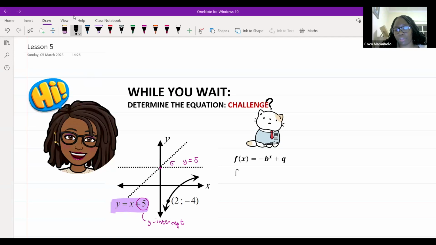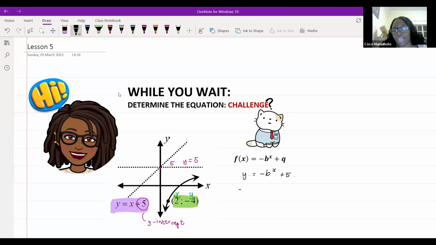We're going to end up with f of x is equal to negative b to the power of x plus 5. Now, our next step is to use the other information they've given us. So I'm going to change f of x to y, because now I'm going to take the other coordinate they've given us and substitute these two values in for x and y, so I can find my b value. So 2 is my x value, negative 4 is my y value. I'm going to replace these two values in here so that I can find the b value.